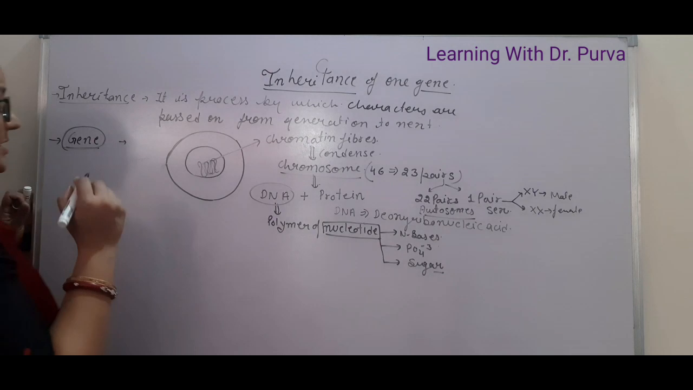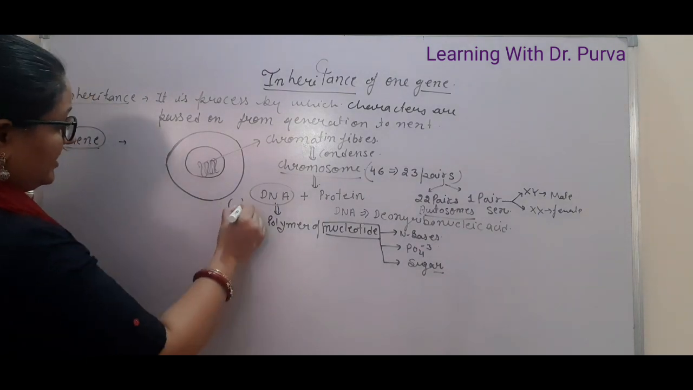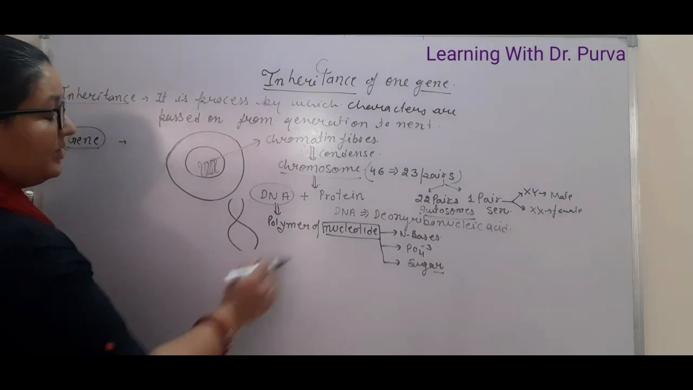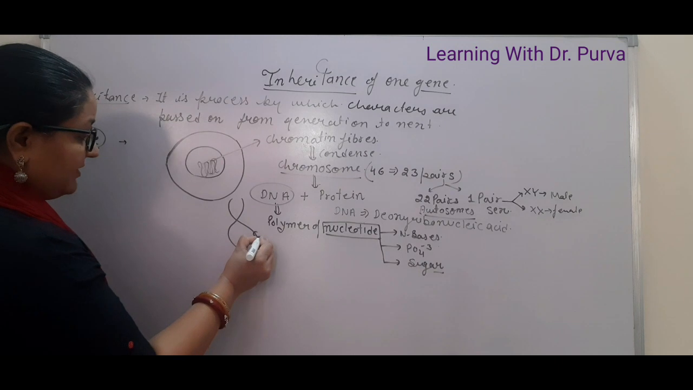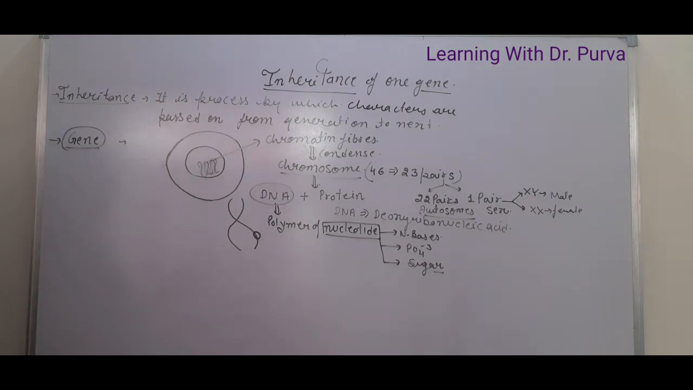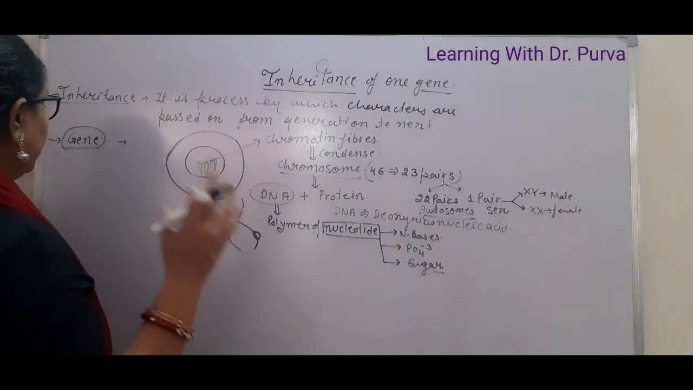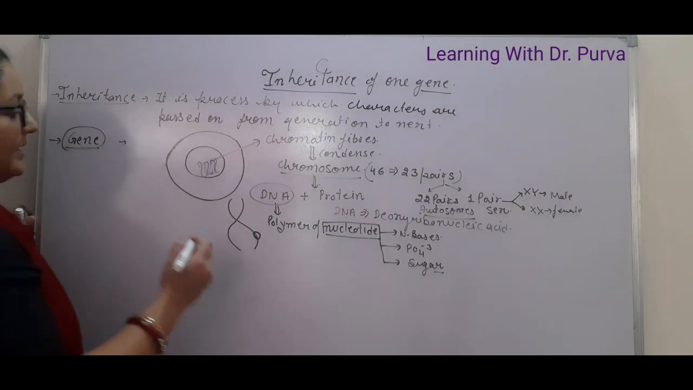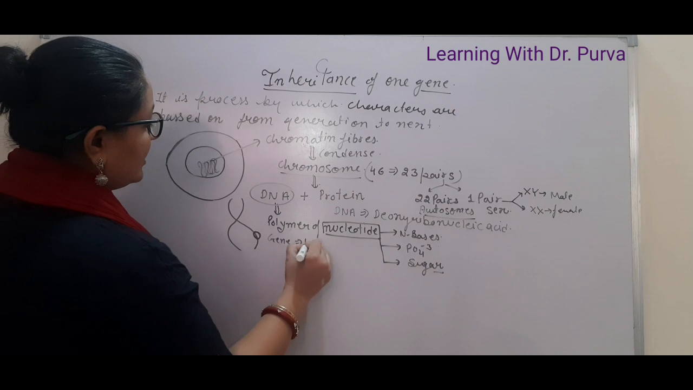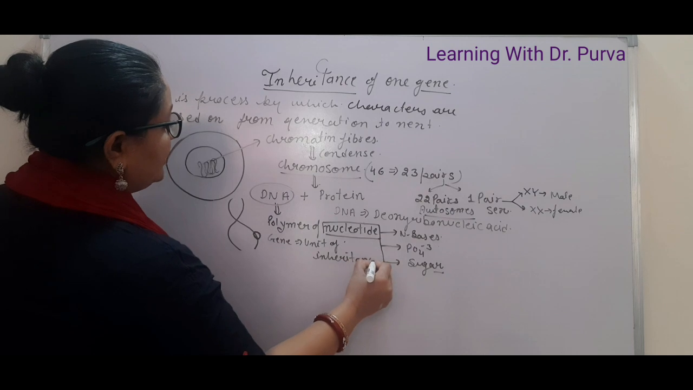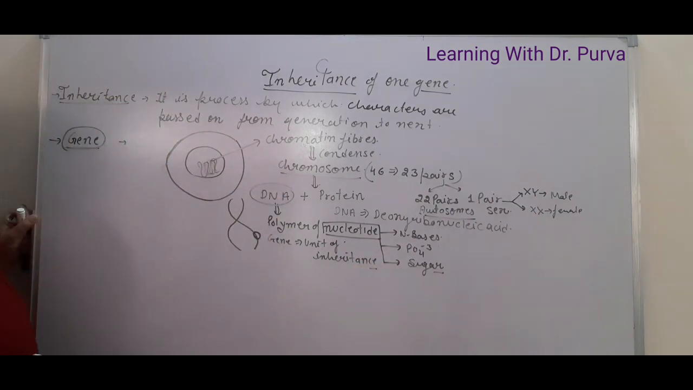So what is a gene? DNA is a double helix structure like this, and this complete structure is made up of nucleotides. A gene is basically a specific sequence of nucleotides present on the DNA, which will encode a particular protein that will express in a particular form of a character. That is known as a gene, or we can say it is the unit of inheritance, which is present on the DNA, and DNA is a part of the chromosome.